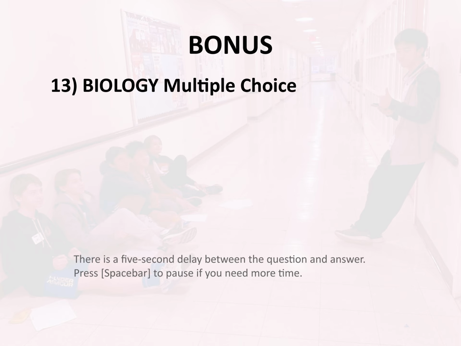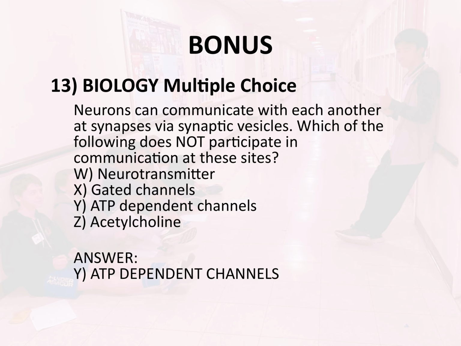Bonus 13. Biology. Multiple choice. Neurons can communicate with each other at synapses via synaptic vesicles. Which of the following does not participate in communication at these sites? W. Neurotransmitter, X. Gated channels. Y. ATP-dependent channels. Z. Acetylcholine. Answer. Y. ATP-dependent channels.